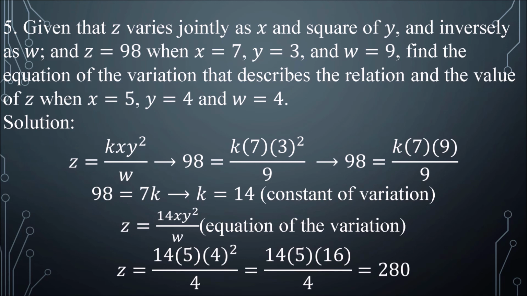Simplifying that, we have 14 times 5 times 4 squared is 16. Okay, now dividing this, we have 14 times 5 times 16 divided by 4 is 280. Meaning to say, z is equal to 280 when x is equal to 5, y is equal to 4, and w is equal to 4.